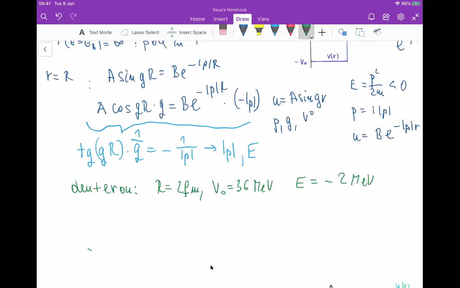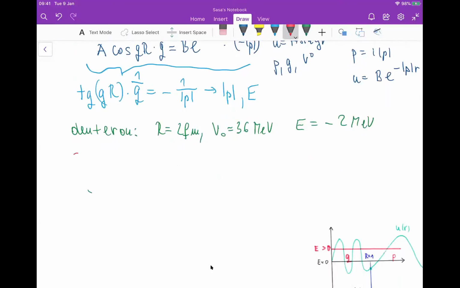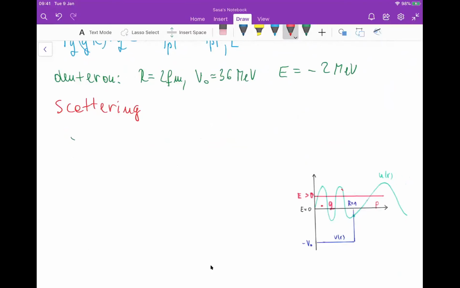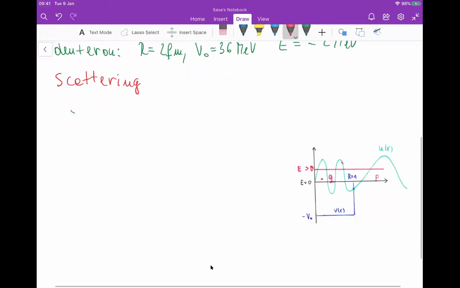Now we didn't say anything about scattering here. Now we want to show that at this energy, the scattering amplitude has a pole, it's infinite. So let's do it. Now let's go for scattering. Scattering formally happens at positive energies, not at negative, so let's consider positive energy. This is the picture for scattering. If you have a positive energy, you have some sine or cosine for small r and some other sine for large r. So let's try to derive what is the phase shift in this case and what is the scattering amplitude.